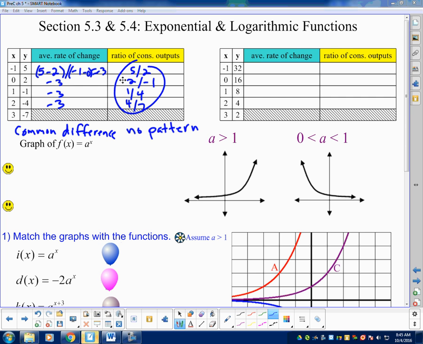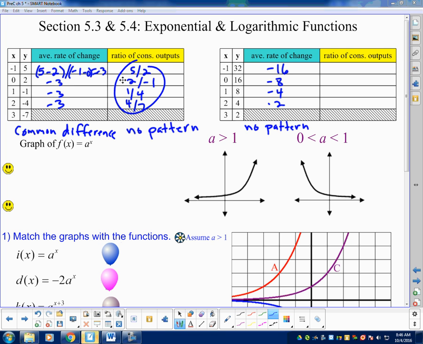All right, so in the next chart, let's see if we can find an average rate of change. So we go 32 minus 16 divided by -1 is going to be -16. Then we go to the next one. It changes, right? So 16 minus 8 is 8 over 0 minus 1 is -8. And 8 minus 4 over 1 minus 2 is -4, and then -2. So this is no pattern in terms of average rate of change.